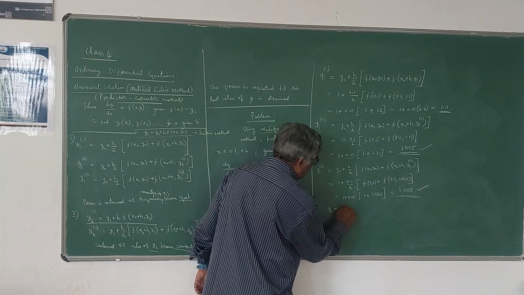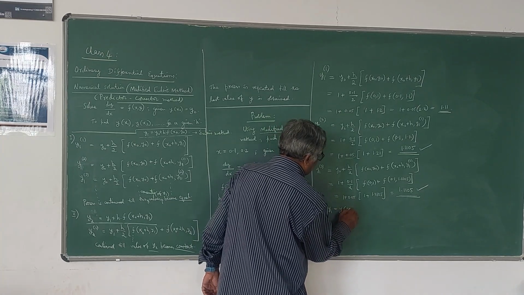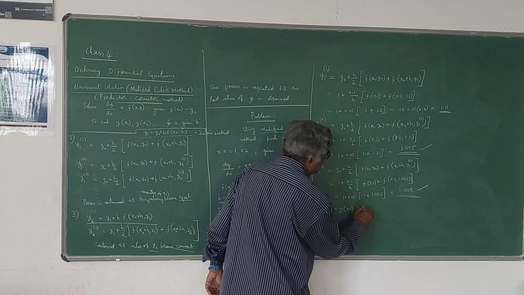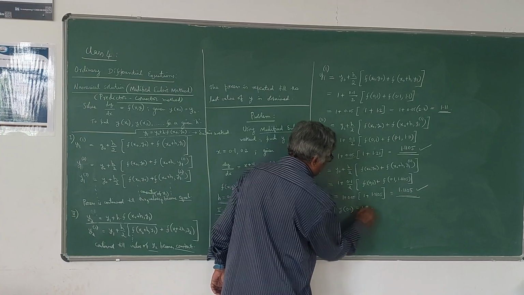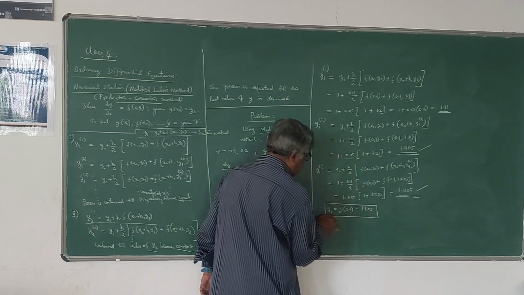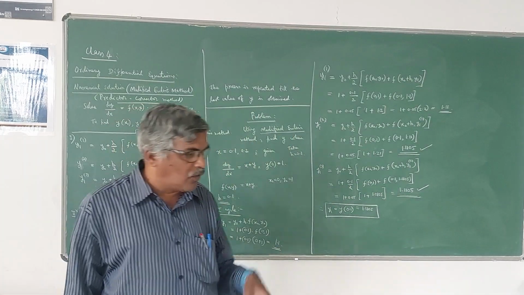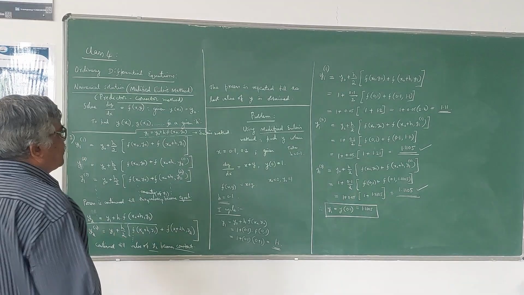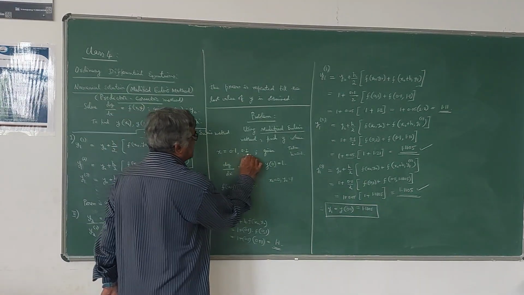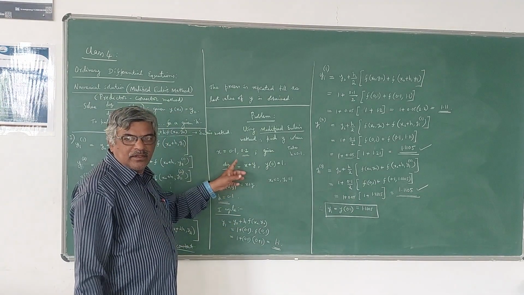y1 means the value of y at the point 0.1. That is equal to 1.1105. Because the two values become equal, you can stop at this stage. Now, he has asked the value of y at x equal to 0.2 also.